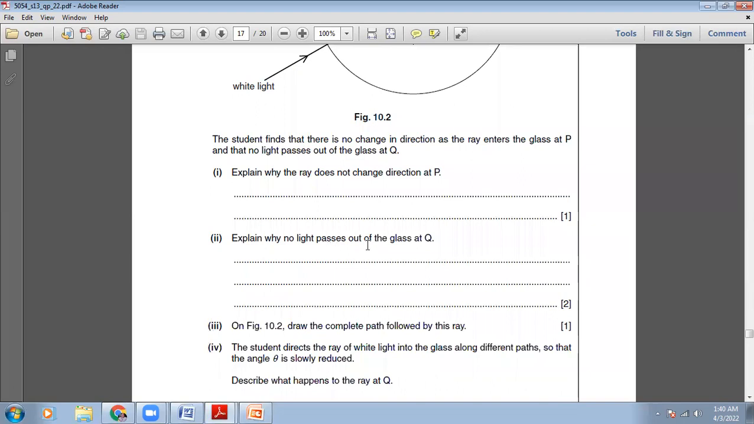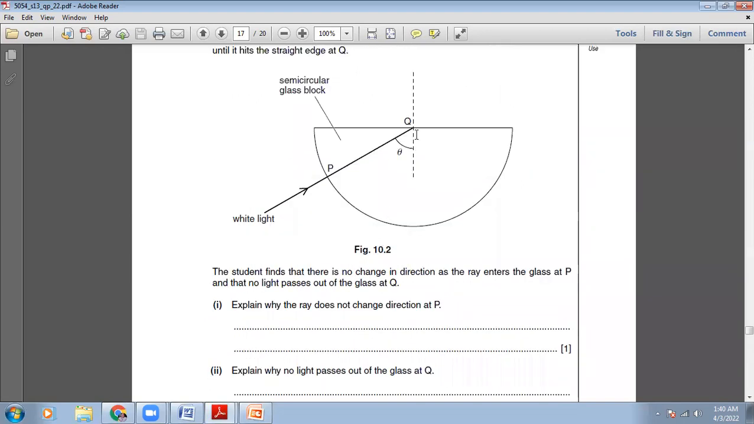Explain why no light passes out of the glass at the Q, because the angle of incidence here at Q in the dense medium is more than the critical angle. So the process of total internal reflection will take place. So the light will not come out here. It will not emerge. It will be reflected. Total internal reflection will take place.